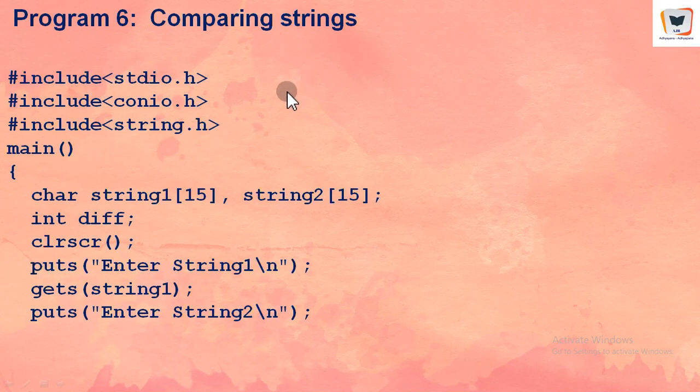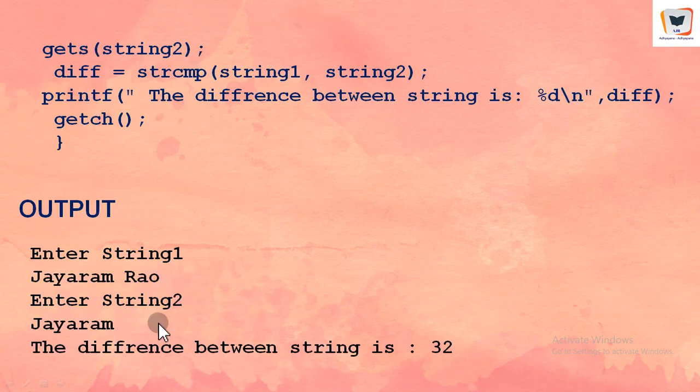Okay, we will compare the strings straightforwardly using the string comparison function directly. So string1 is 15, string2 is 15. Then difference: enter string1, enter string2, difference = strcmp(string1, string2). The difference between strings is %d, that is the difference. So enter string 1: Jayaram Rao, enter string 2: Jayaram.